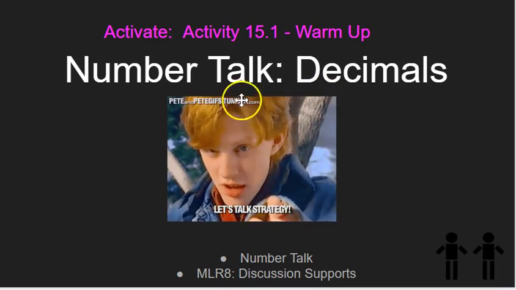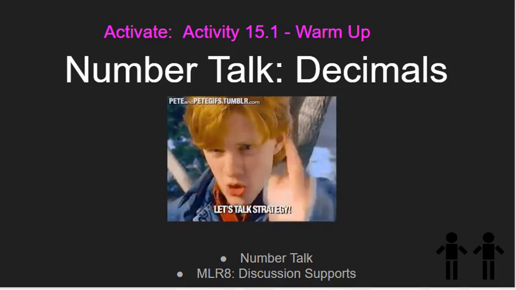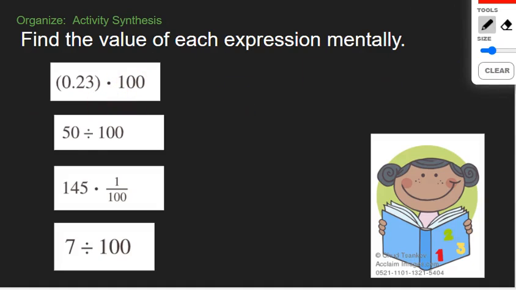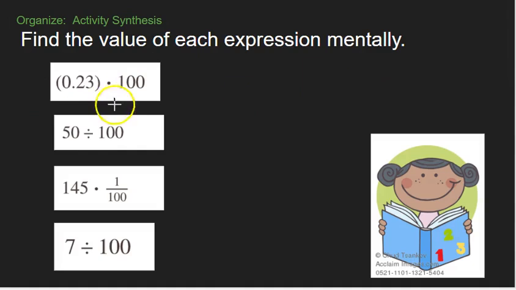So number talk, we're going to be looking at some decimals. Let's get some things figured out here. So first one, what do we have if we take 23 hundredths and multiply by 100? Yeah, we're going to actually increase both those digits to place values greater, so it's 23.